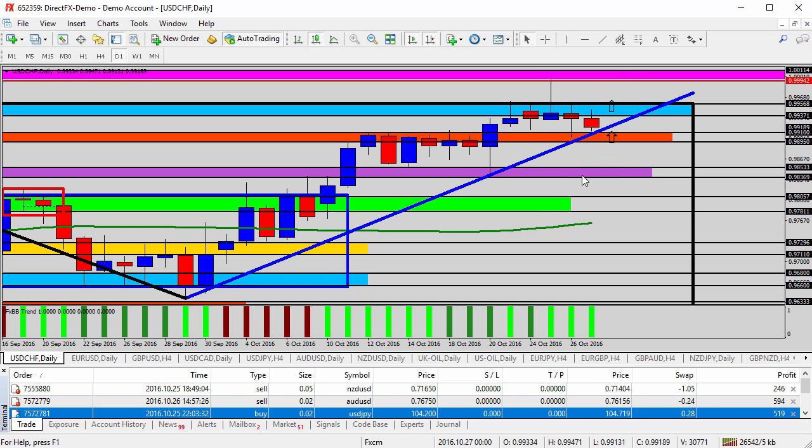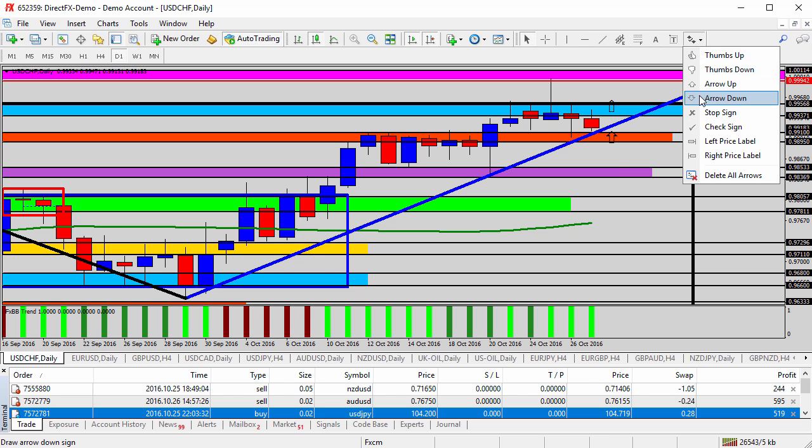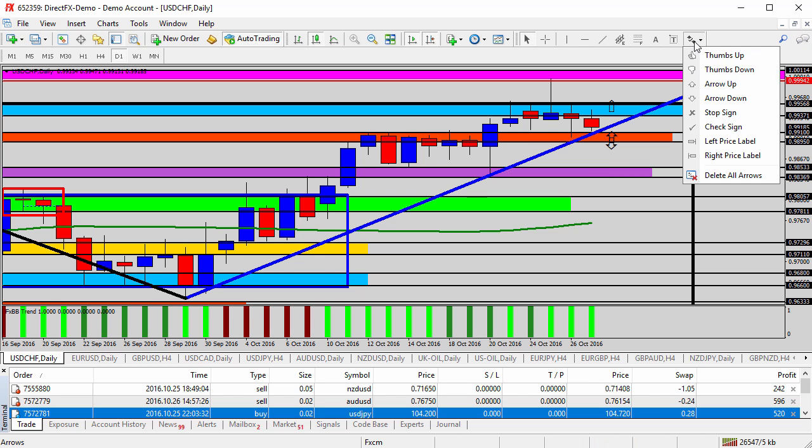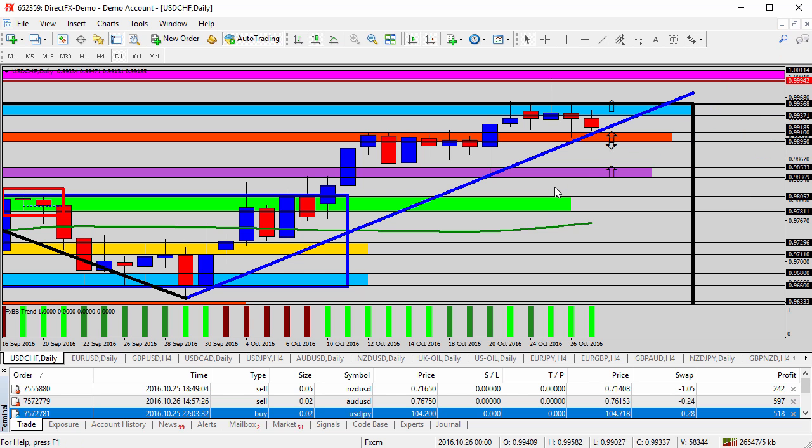If it's negative news out of the U.S., depending on how negative it is, we might look for the breakdown of the orange zone and the turn back down towards the purple zone, which could be a short-term reversal of the trend. So really, we're focusing in on that orange shaded area today.